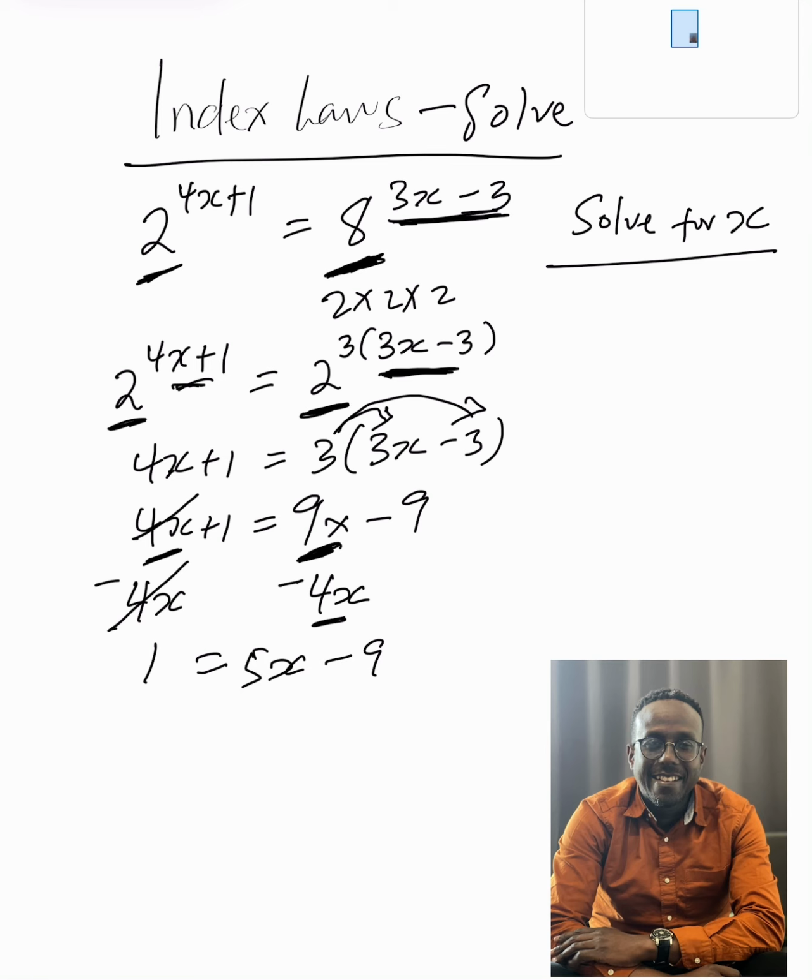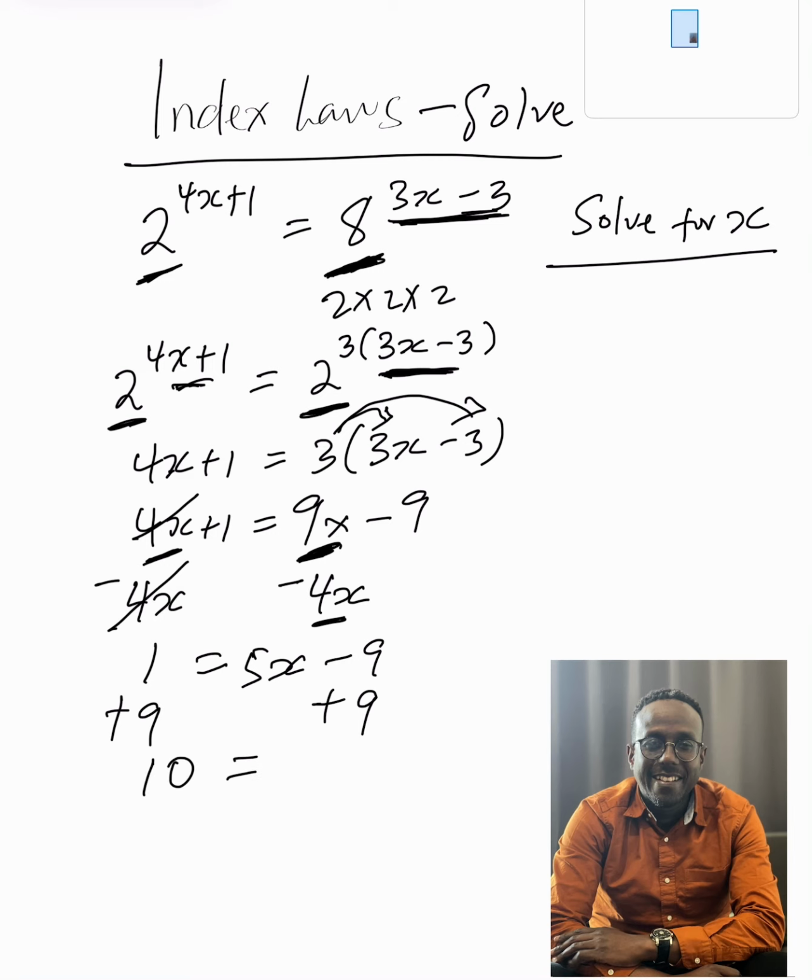And then we have minus 9. Okay? To continue with this, I'm going to remove this negative by adding 9 on the right. Whatever you do to the right, you do to the left. Plus 9 on the left. So on the left-hand side, I'm left with 10.